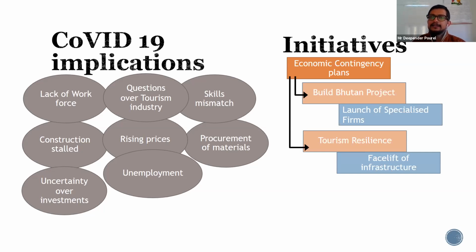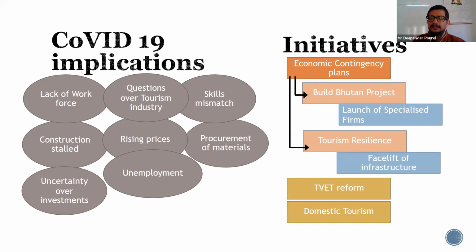Over and above those initiatives under the economic contingency plan, the government also plans to reform the TVET, the technical vocational education and training, wherein children can opt to undergo skill training for blue collar jobs, to minimize the gap that is there in the market right now, and help the construction industry, because that's where a lot of cash outflows from the country. The other is domestic tourism, and these are the initiatives being taken at the government level.